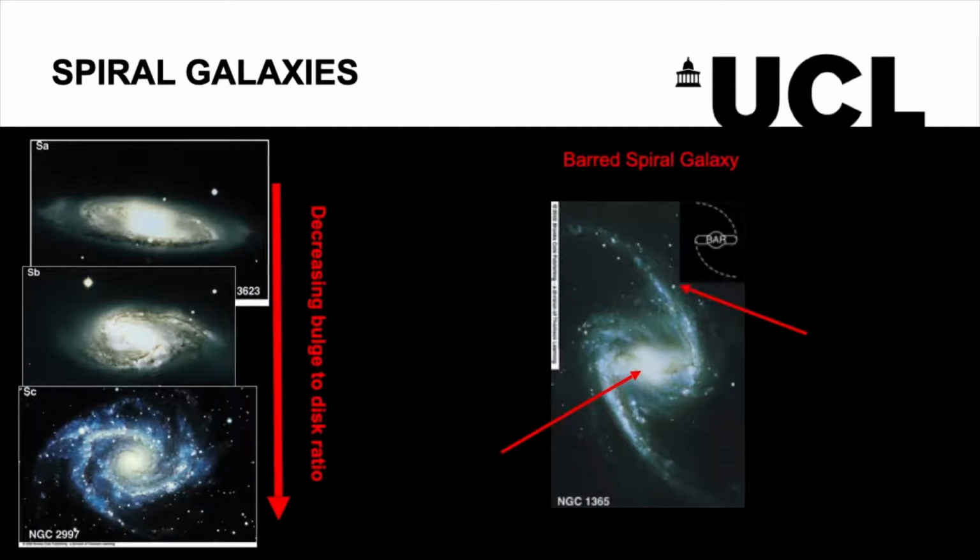Now onto spiral galaxies. These galaxies are classified by the relative bulge to disk ratio. We can see between types SA and SC, it is in order of decreasing bulge to disk ratio. There are also barred spiral galaxies, where the spiral arms are attached to opposing sides of a bar of stars, ranging from SBA to SBC.